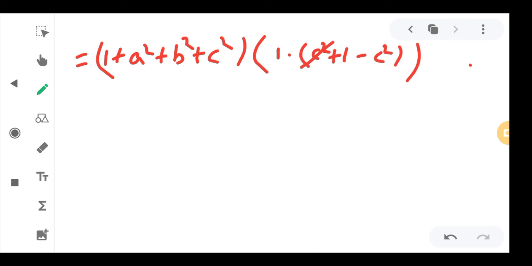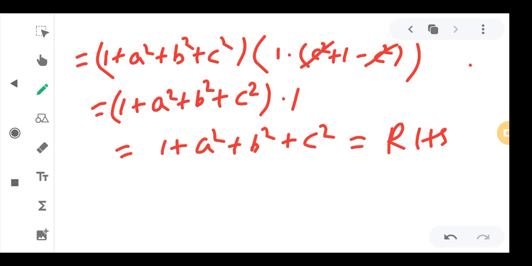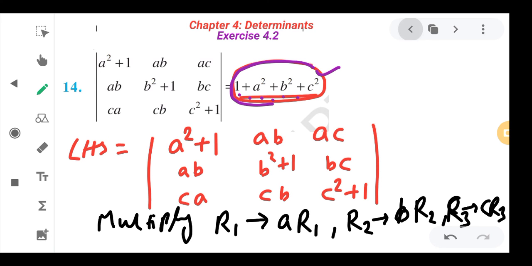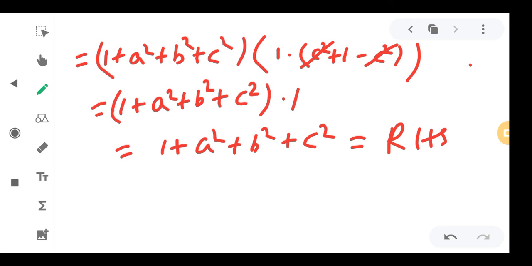Then this plus minus cancel, then this will become 1 plus a square plus b square plus c square, and this will become 1 into 1 is 1, so nothing, means 1 only. So multiplying by 1, nothing will change. This will be 1 plus a square plus b square plus c square, and that was our RHS, correct or not? See, this was our RHS, right? Okay, so we got the RHS. LHS equal to RHS, so hence proved.